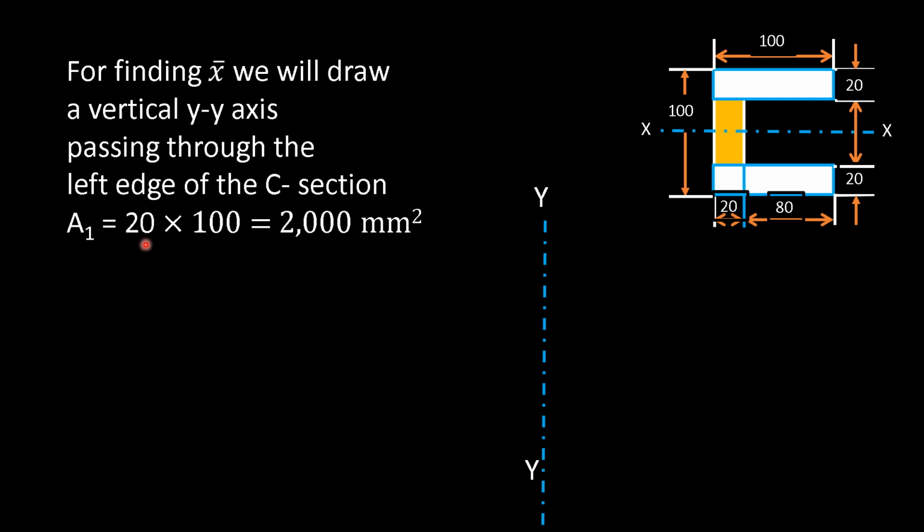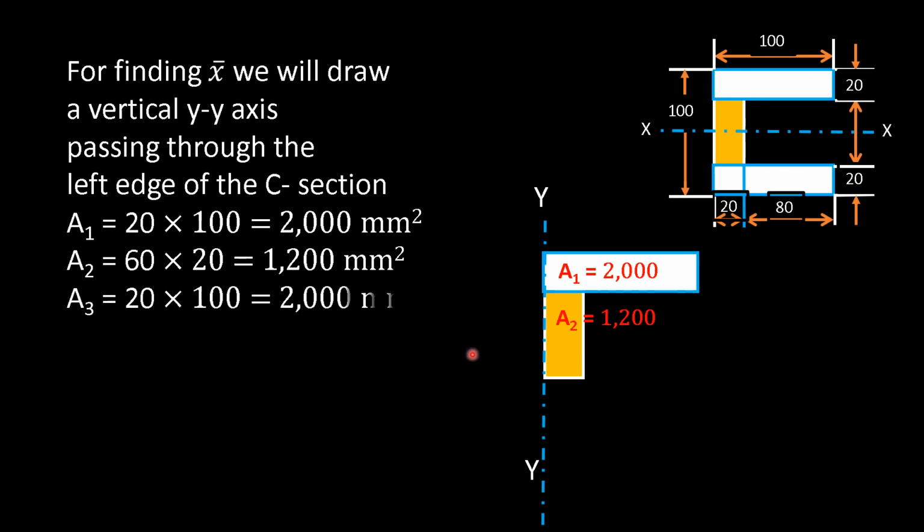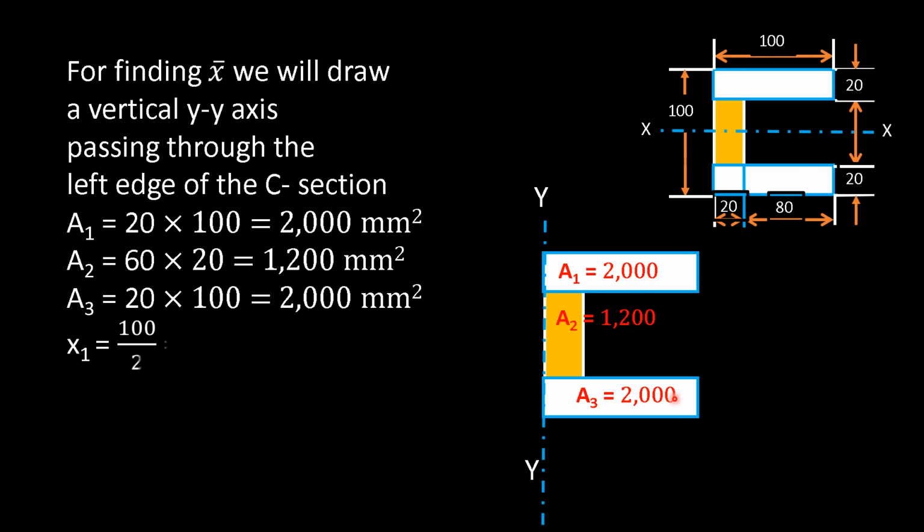A1 is 20 multiplied by 100, which is 2000 mm square. A2 is 60 multiplied by 20, which is 1200 mm square. A3 is 20 multiplied by 100, which is 2000 mm square.